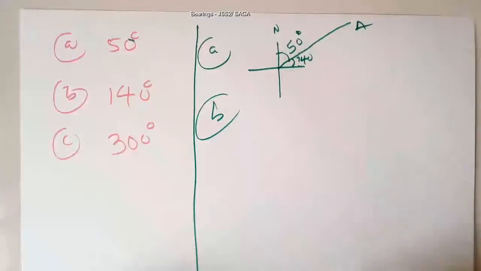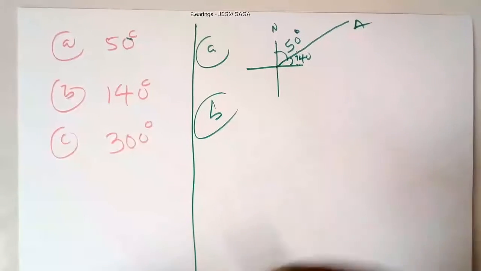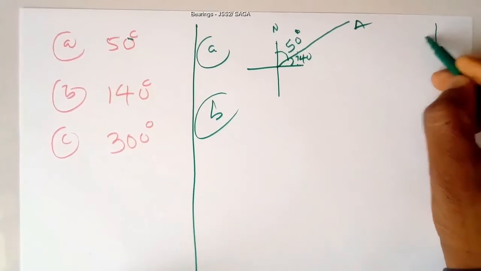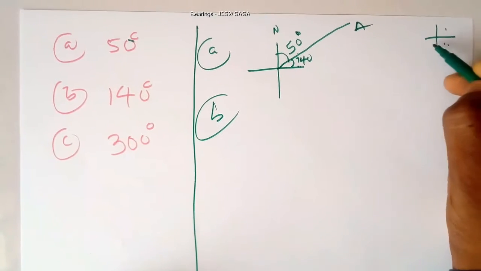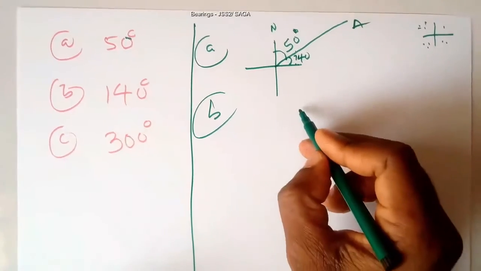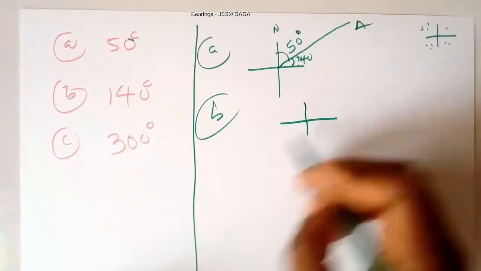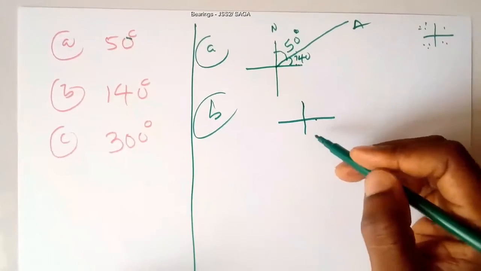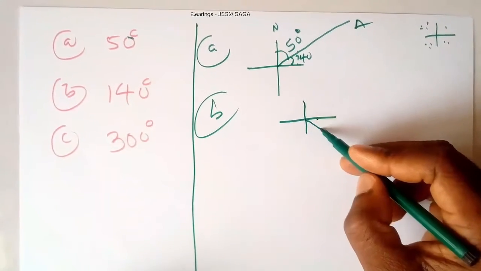Now let us look at the B part. 140 degrees, in which quadrant? Can you guess it? We have first quadrant, second, third, and fourth quadrant. So 140 degrees, of course, is more than 90, and it is less than 180. Automatically it is here.